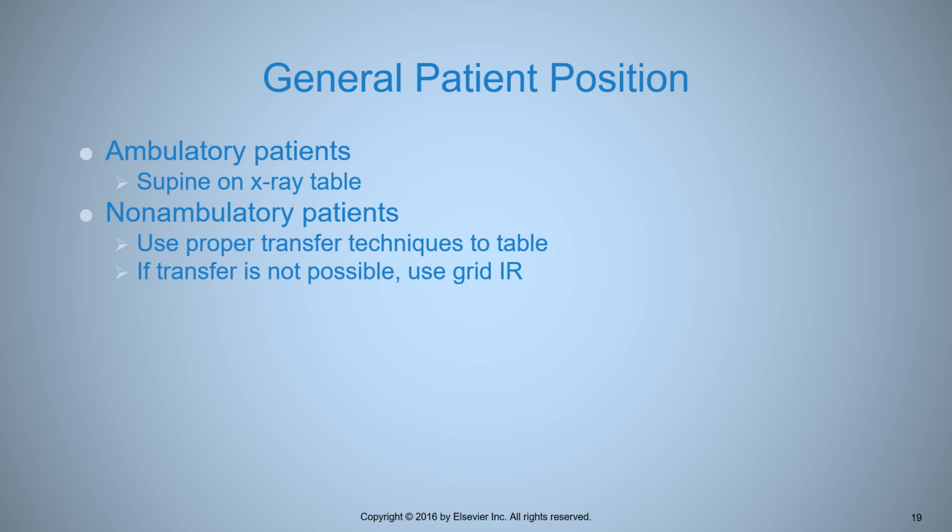With improvements in digital technology, you can get equivalent quality. Back in screen film times, you couldn't get a good quality study with a portable machine. You would get much better images in a radiographic table. But now in the digital age, the digital portable machine can produce equivalent quality images. So a lot of times the transfer is not necessary.